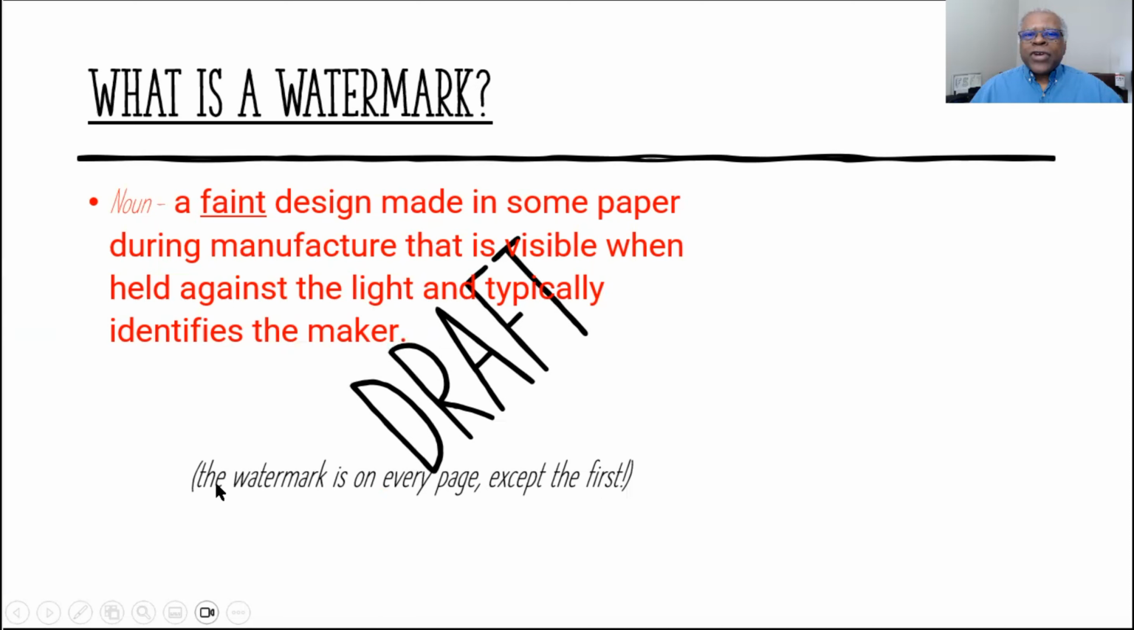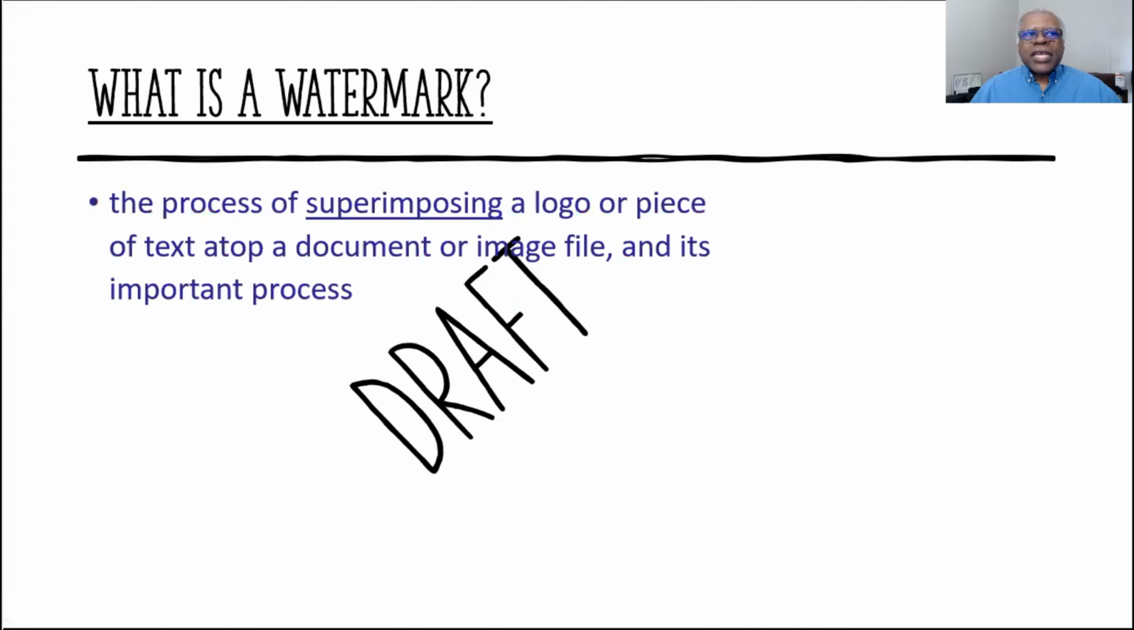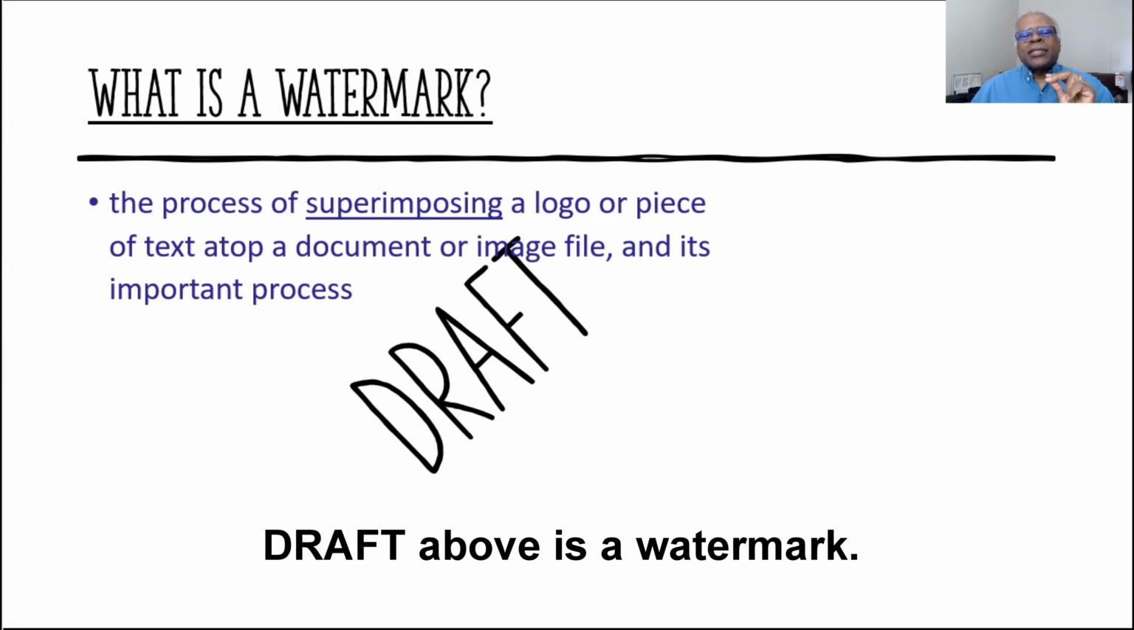And as far as electronic documents, as I have stated here, the watermark is on every page, typically except the first one. Another definition, I'll let you read. Basically superimposing a text or image on top of a document, which signifies its important process. And we'll get into what that really means in just a moment after this third definition.